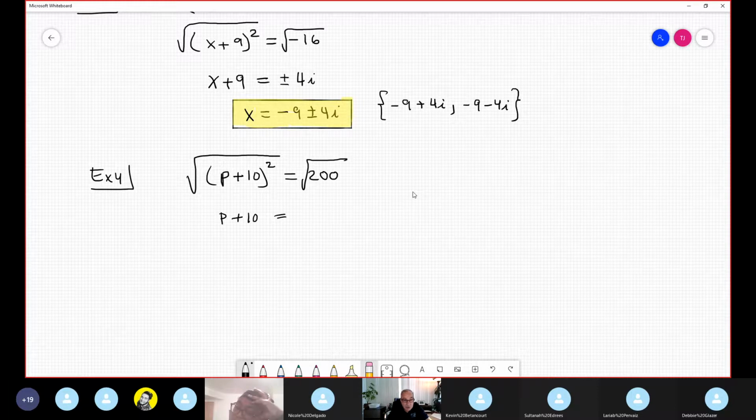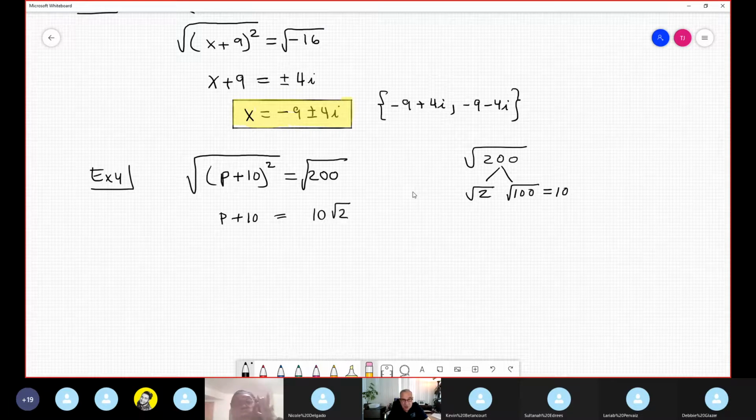Well, in this case, it's different. It's positive inside the radical, so we expect a real solution. And the square root of 200, well, you break it down: 200 is 2 times 100. The square root of 2 stays, and the square root of 100 is 10. At least that part is 10. So 10 radical 2, no? That is the simplification of this radical. And plus or minus. Don't forget always that when you apply the square root method, it is plus or minus.